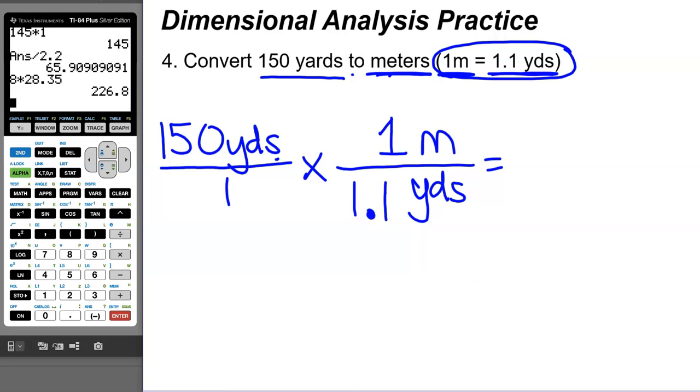Last but not least, we just need to do a little bit of calculator work. We're going to multiply everything in the numerator and then divide by everything in the denominator. So 150 times 1 is still going to be 150. So 150, and then we need to divide by everything in the denominator. So divided by 1, still 150, and then divided by 1.1.